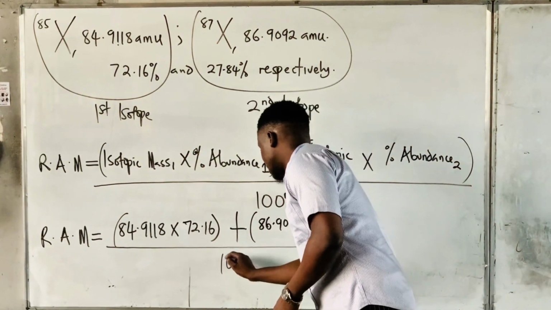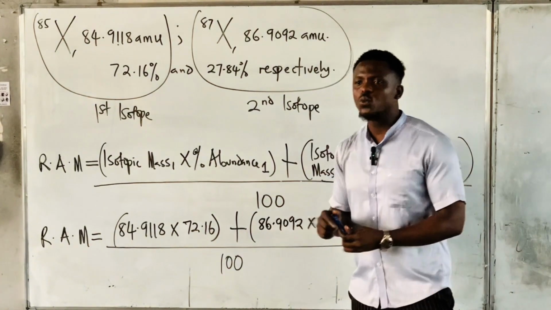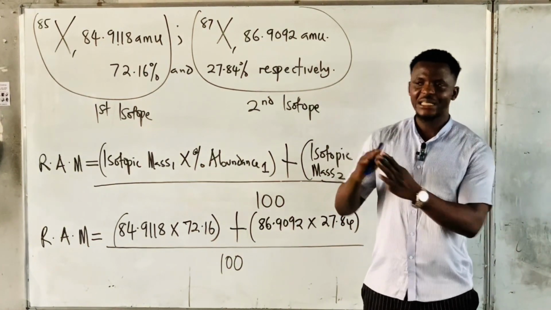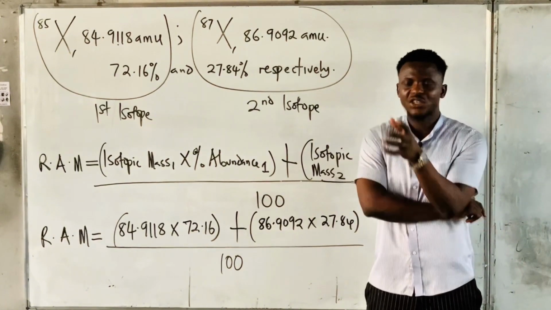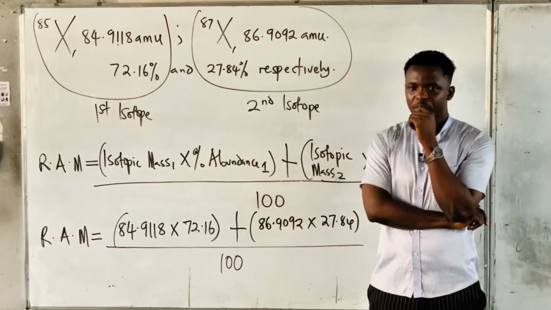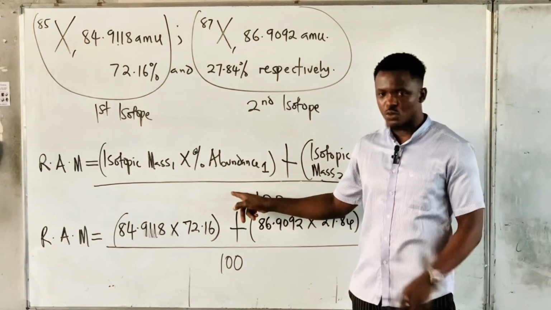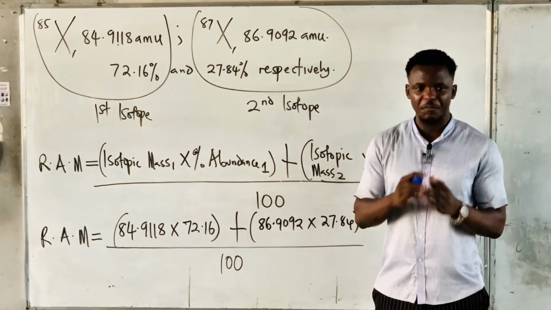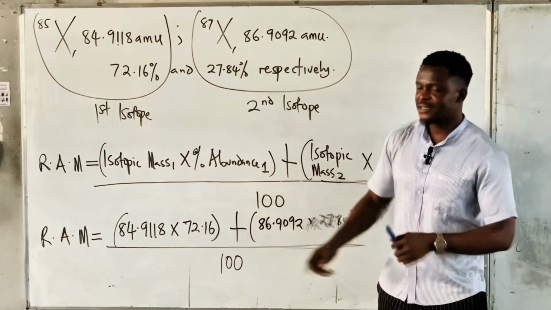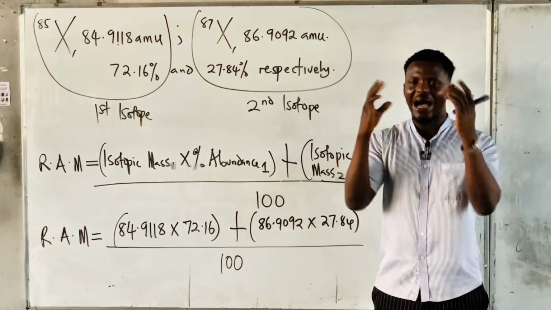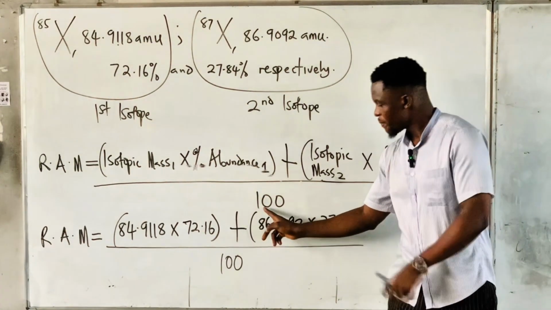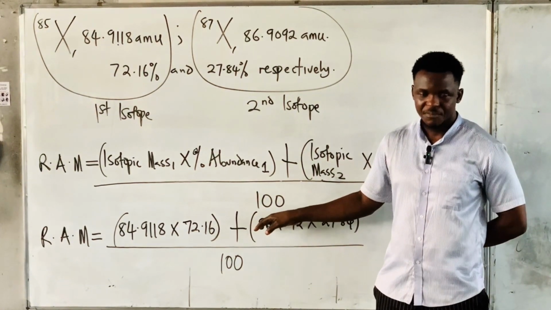Now, let me tell us something, class. The reason why we have two types of abundance: we have the percentage abundance and we have the fractional abundance, class. This formula is only used if the abundance is given to us in terms of percentage. When they say percentage, if you add up percentage, it's always going to equate to 100. That is why we are dividing this by 100.